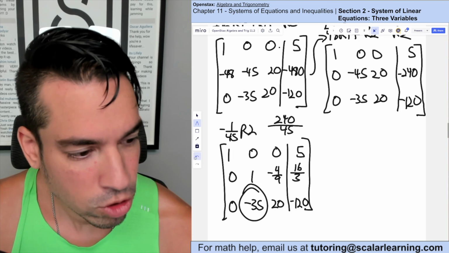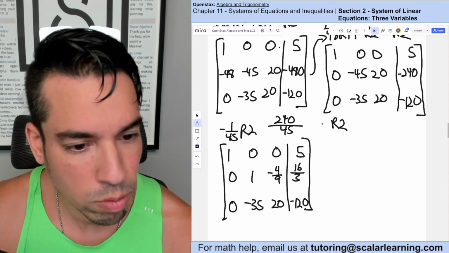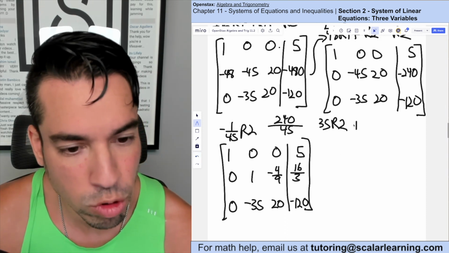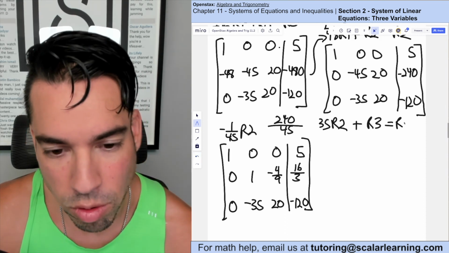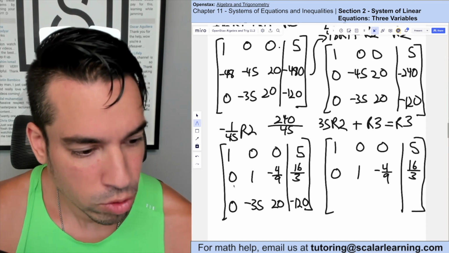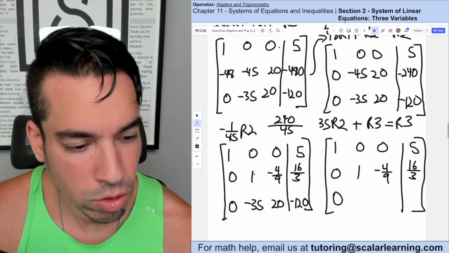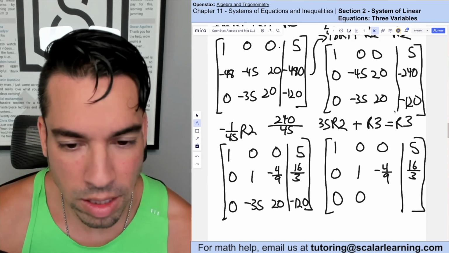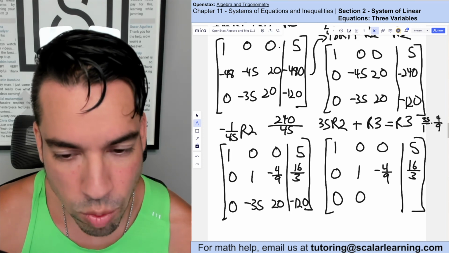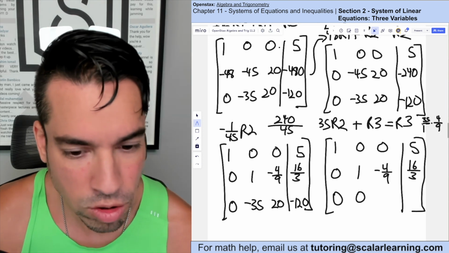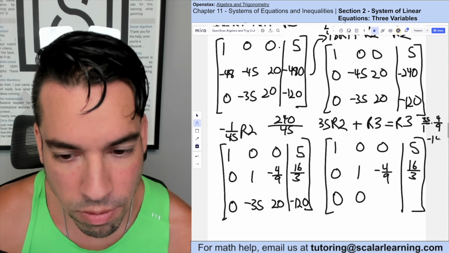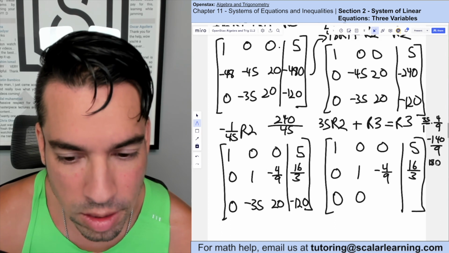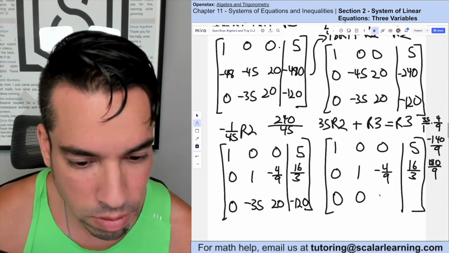Next, I'd love to flip this to a 0. So I'm going to multiply row 2 by 35, right? Add it to this to get to 0. So 35 times row 2 plus row 3 to get a new row 3. Let's write that out. So 35 times 0 is 0 plus 0 is 0. 35 times 1 is 35 plus negative 35 is 0. And then 35 times negative 4 ninths, let's write that out. That's 140 over 9. So that's negative 140 over 9 plus 20, which is 180 over 9. So we add those together, we'll get just a 40 over 9.